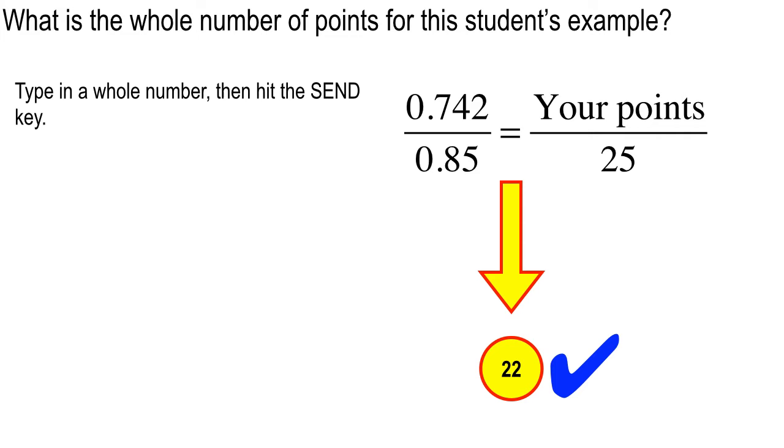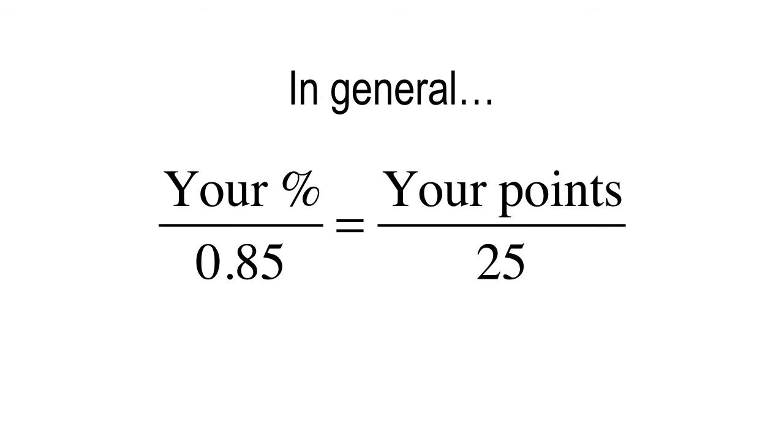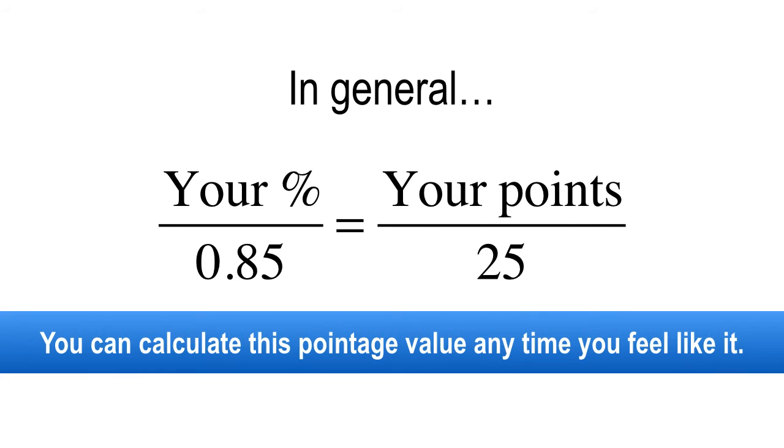Now, in general, here's the proportion that you have to solve. Your percentage divided by 0.85, the leeway factor, and then your points divided by 25 on the other side. So solve for your points, and you can basically do it anytime you feel like. And anytime I update the clicker pointage, yep, you can figure this out again. And so you can stay abreast of that part of your semester grade.